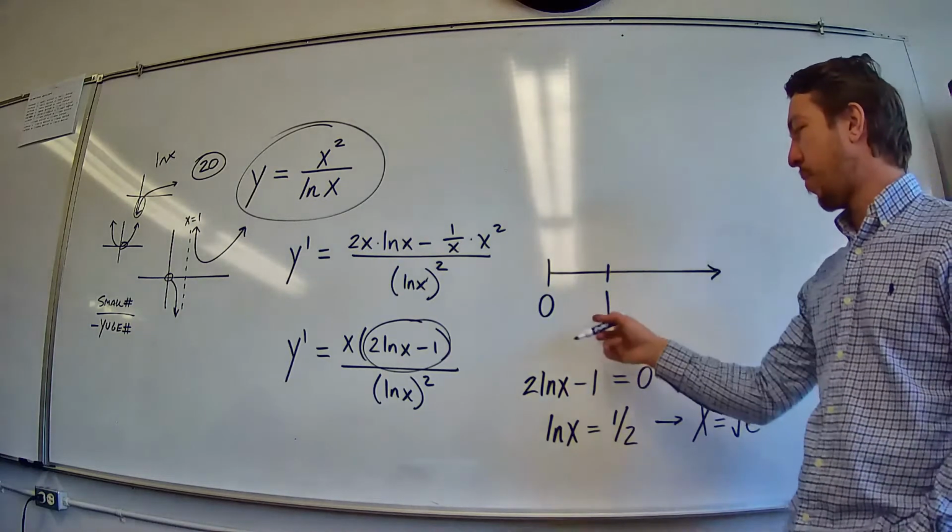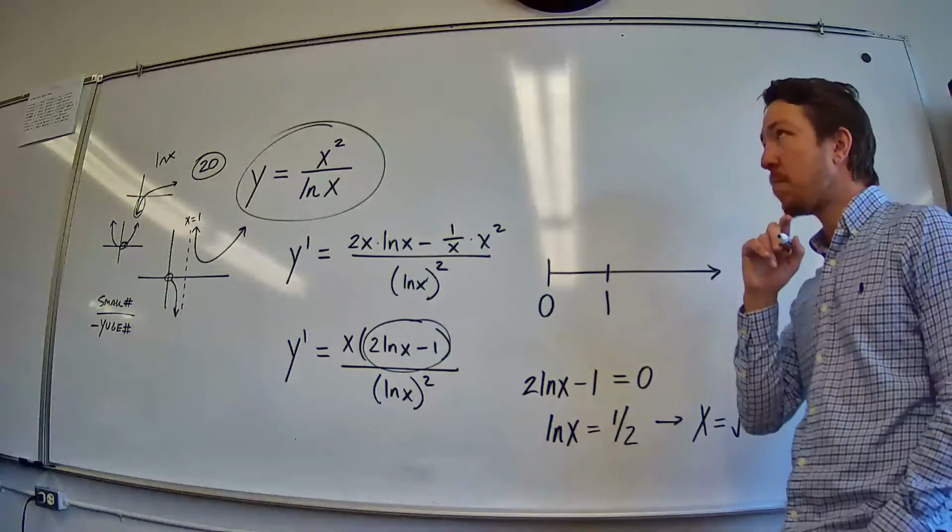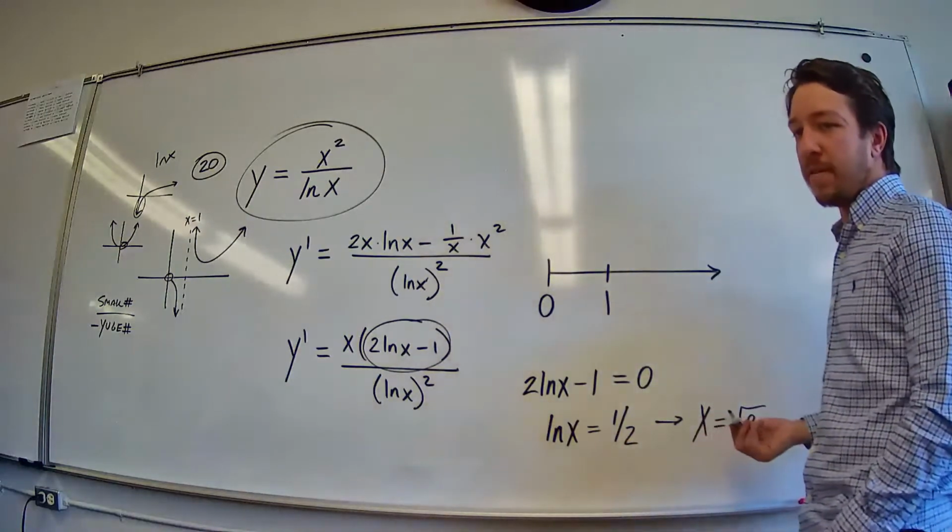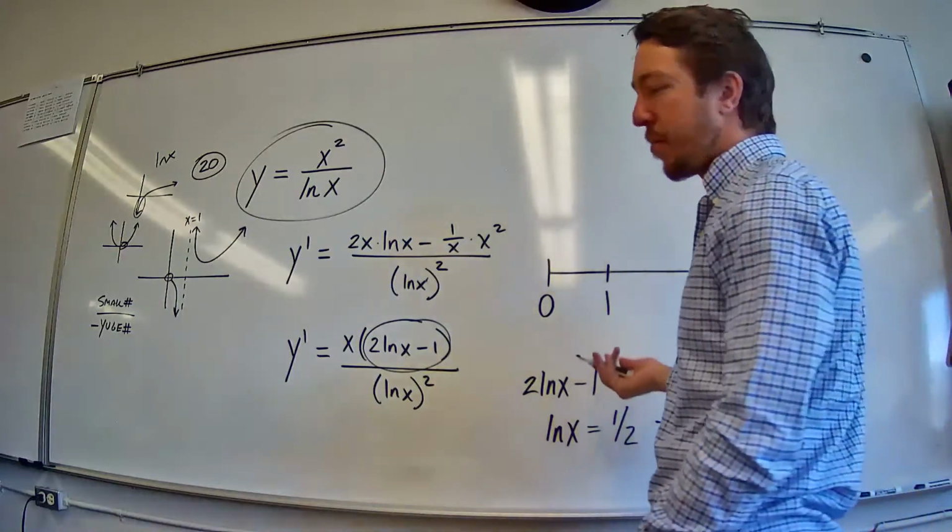Which is that bigger or smaller than 1? E is like 2.7. The square root of 2.7 is going to be certainly bigger than 1.